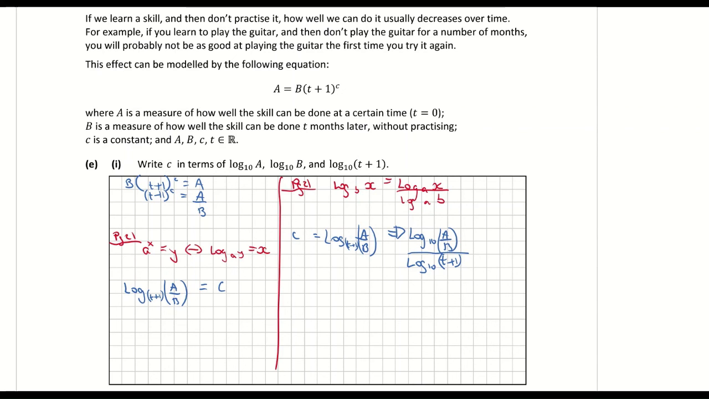Now, I can actually change that top line. Look at the way I have log of a over b to the base 10. Go to page 21, second rule down on the middle column. How do I deal with a fraction? I subtract them from each other. So that's going to give me the same as log of a to the base 10 minus log b to the base 10, all over log t plus 1 to the base 10. And I think I'm done, because the question wants us to write c in terms of log a, log b, log t plus 1. And that's what I've done.